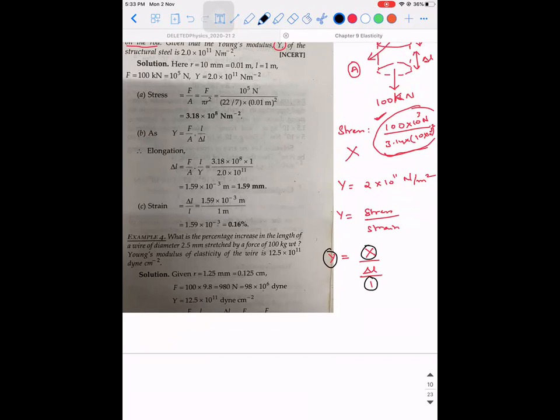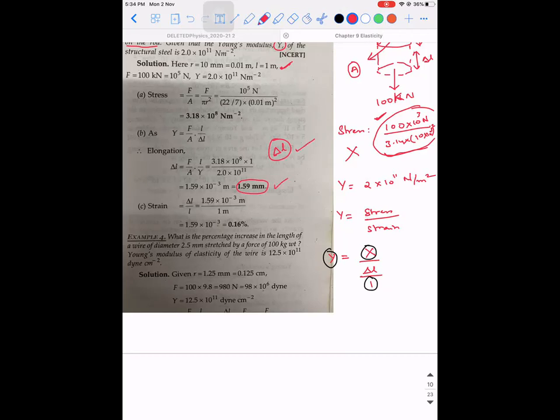Here, the calculation part I'm leaving it to you. Here if you observe, as I mentioned, look at the value of delta L. Delta L is 1.59 millimeter. And what is the original length of the wire? It is 1 meter. So on a comparative basis between 1 meter and 1.59 millimeter, can I say that delta L is very small? Are you guys able to understand? So that speaks about the strength of the material.